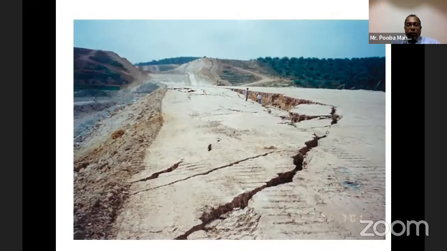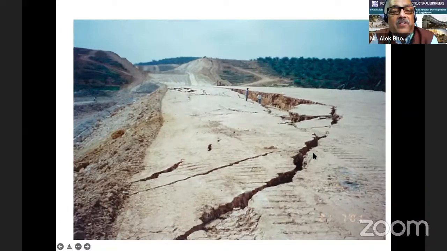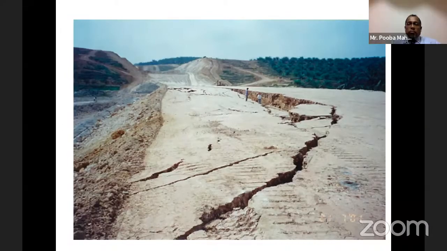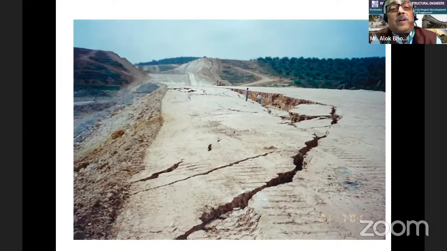Okay, this one is another one, embankment failure. It's a road construction project. And what happened? Mr. Puba, can I interject in between? Yeah, sure. You said that if there is a problem of design, then the designer is responsible. But what if it's a design and build contract where the designer is appointed by the contractor, and the client has the contract directly only with the contractor? In which case, who is to be blamed?